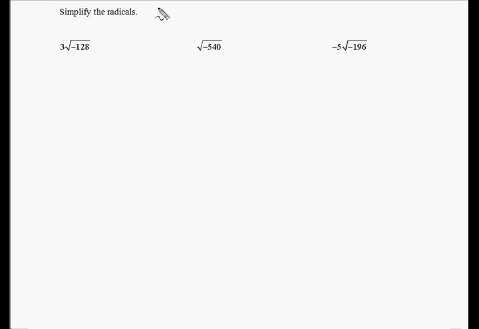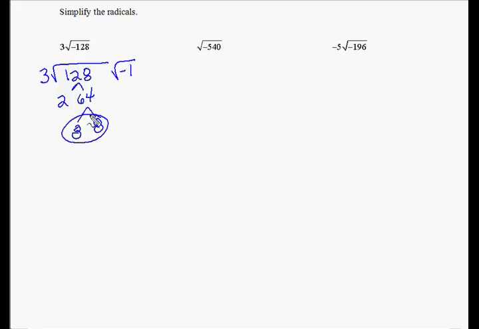Simplify these radicals. 3 times the square root of negative 128. We can write that as 3 times the square root of 128 times the square root of negative 1. 128 is 2 times 64.